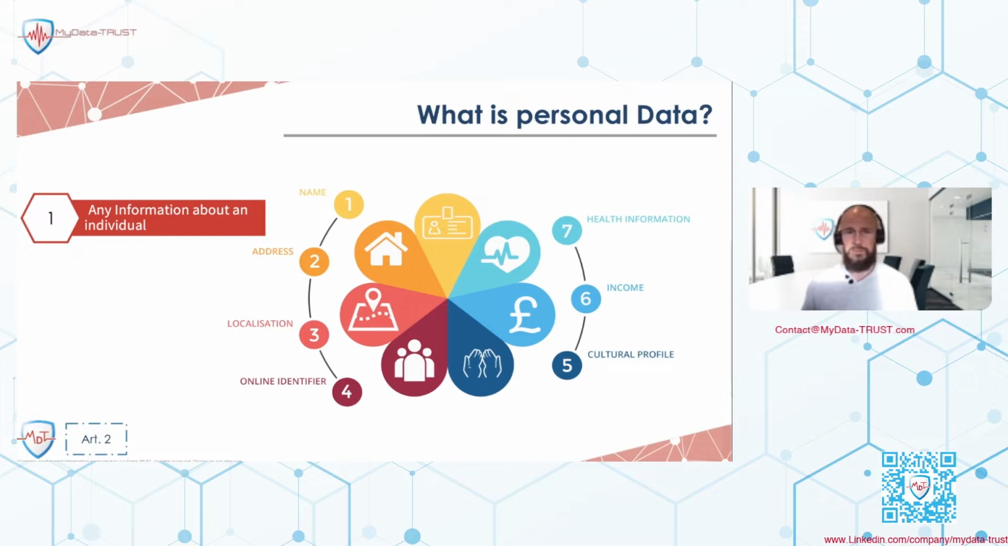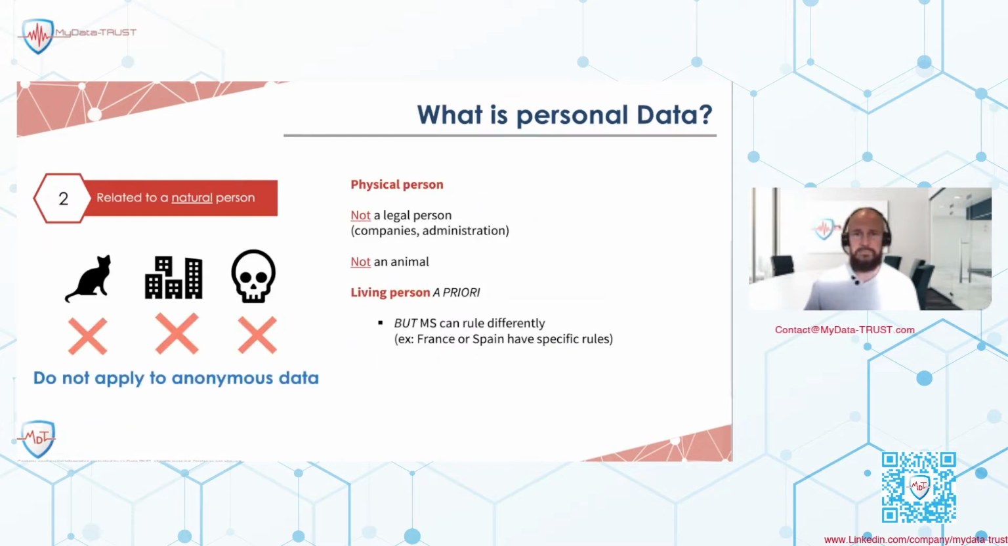And you can see some examples on the screen. It has to be related to a natural person, so not a legal person, not a company, an entity. It cannot relate to an animal, and the person has to be alive. Even in that definition, there are certain member states that have decided actually some of these rules, if not all of these rules, may continue after death.